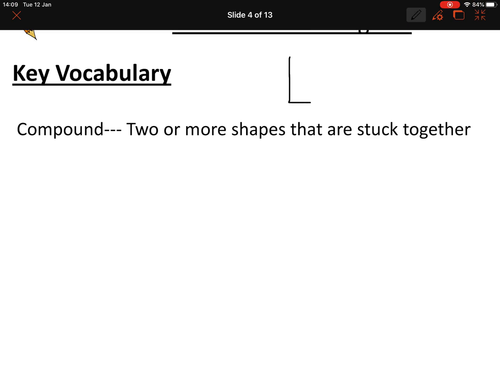Okay, well done. So we know that compound shapes would look something like this, where we have 2 or more shapes that are stuck together. And we want to work out the total area of this thing, okay, where we split them up and then add them together.